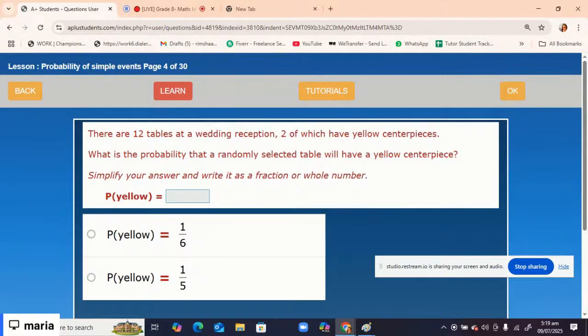There are 12 tables at a wedding reception. How many total tables? 12. Two of which have yellow centerpieces. Then what is the probability that a randomly selected table will have a yellow centerpiece? So 2 by 12. 2 times 1 is 2, 2 times 6 is 12. So P of yellow is 1 by 6.